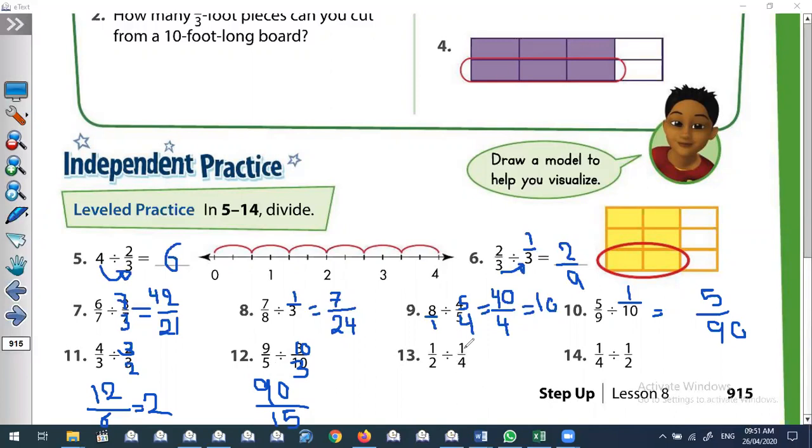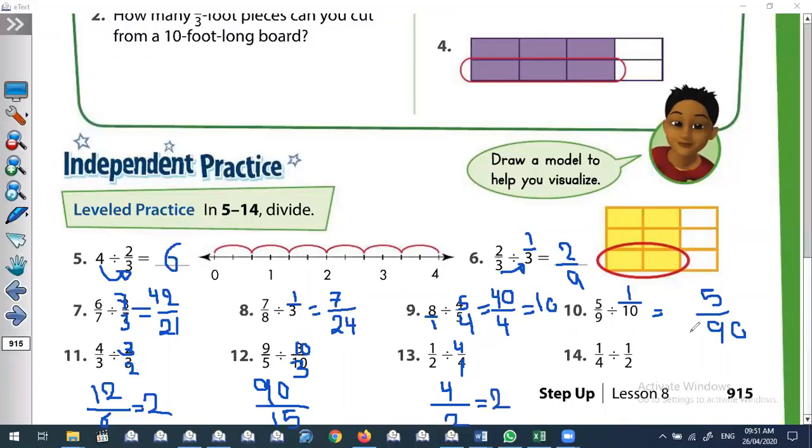Here we need to flip. 1 over 4 will be 4 over 1. Now multiply. 1 by 4 is 4. 2 by 1 is 2. 4 over 2, the answer is 2.